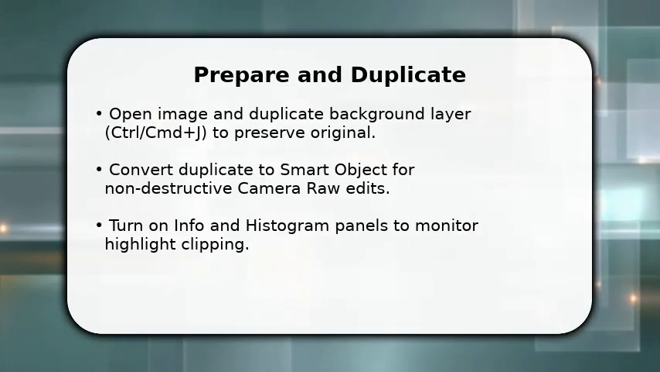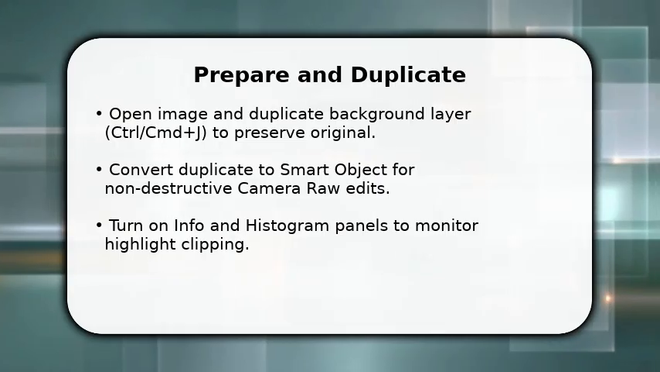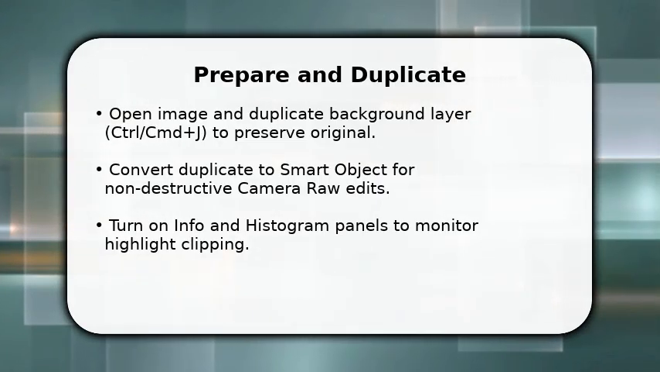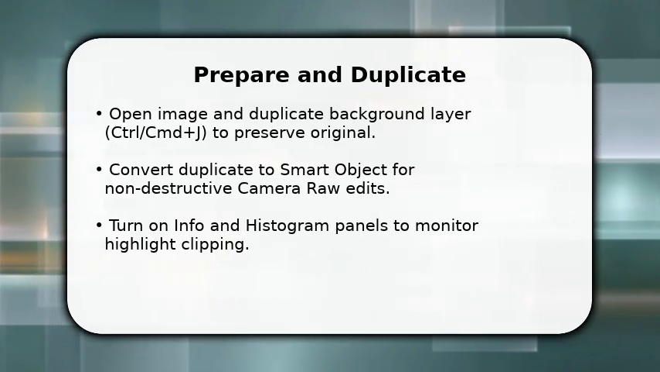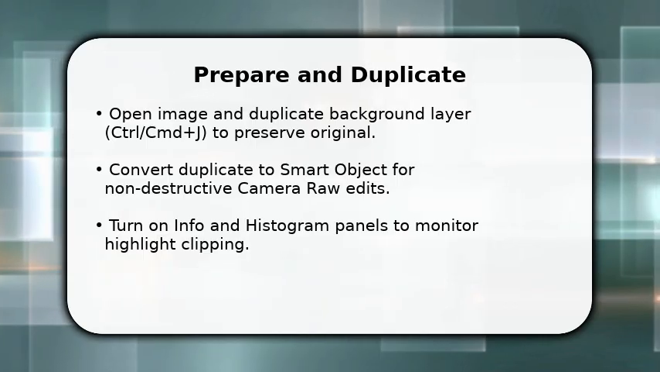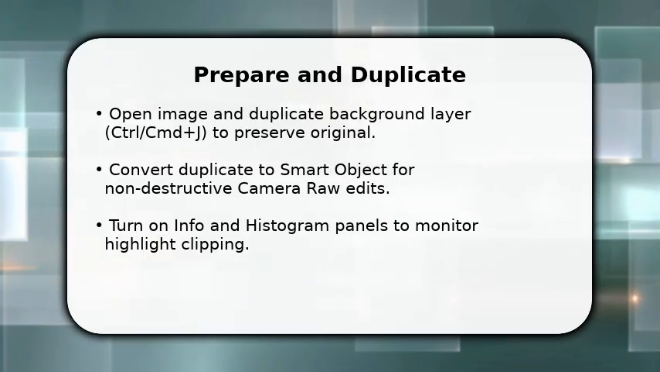You've opened the image. Now protect the original by duplicating the background and converting that copy to a smart object so every edit stays reversible. Once done, pull up the info and histogram panels to watch highlights and RGB clipping while you work.